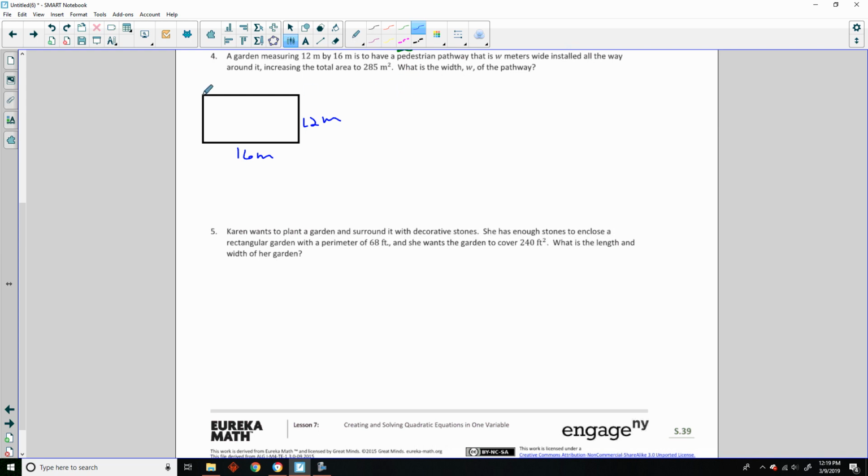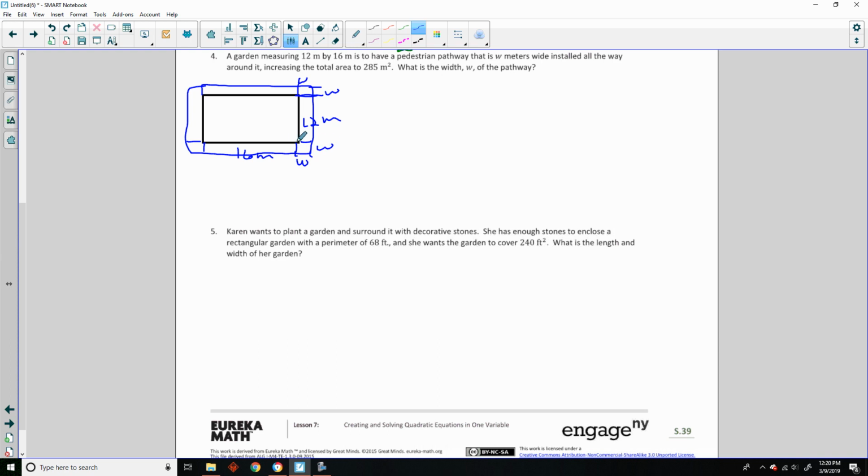So in other words, we are coming out like this. And a pathway of undetermined width is going to go all the way around it, where this is the width of the path. Okay, so it says, what's the width W of the pathway? We don't know how wide this path is. So this is the width right here, W. But it's also the width of this one over here, W.